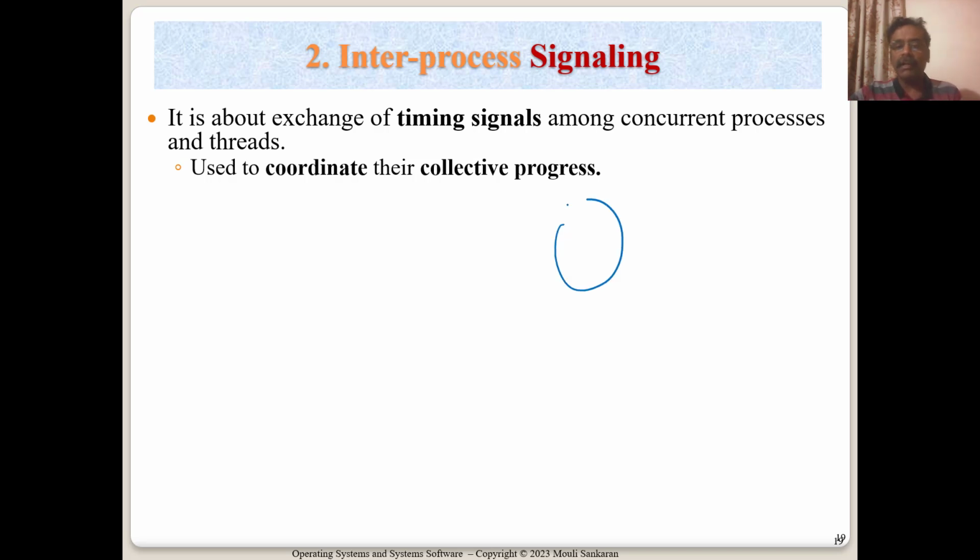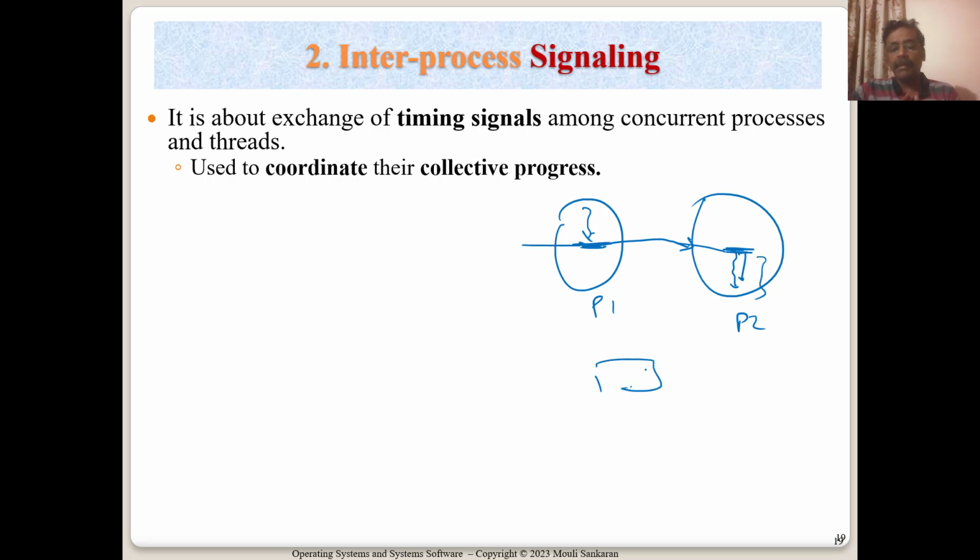Another kind of signaling is this: suppose two processes are running, and there is a dependency that one process should complete up to a certain point, and then inform the other process, which should wait for this completion before proceeding further. The two processes run in parallel and are independent of each other, but this process should have come to this stage before the other proceeds. Up to this point, maybe some data is updated, and from this point, that data is needed for the other process to continue.